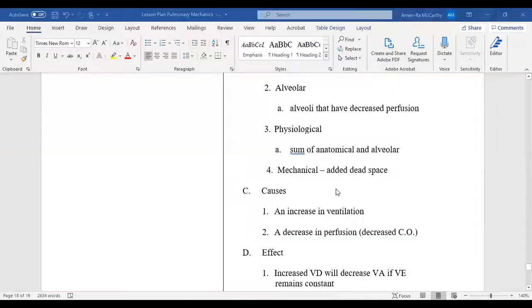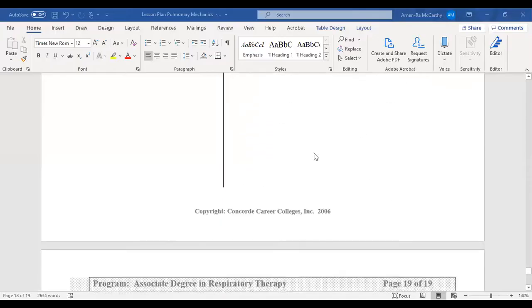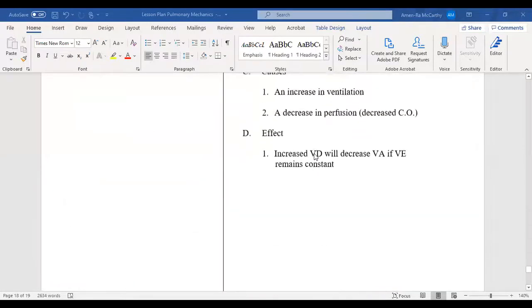Let's get to a stopping point and take a break. Let me see where we're going to be. All right. So, yeah, those are the 4 types of dead space. And then the causes. I think that, yeah, this is it. This is it. We're going to take a break.